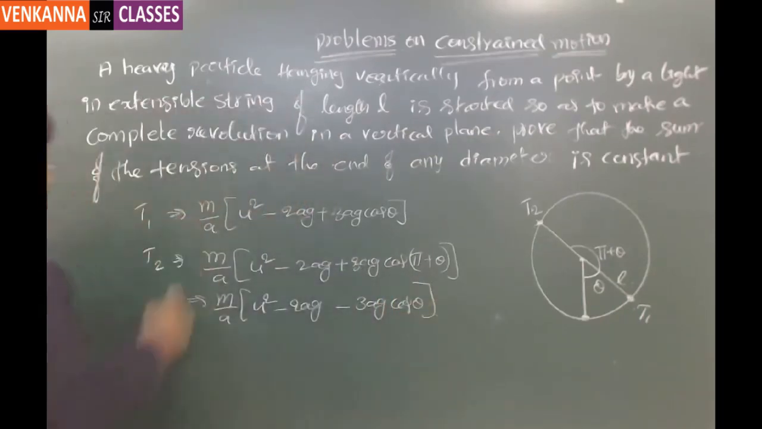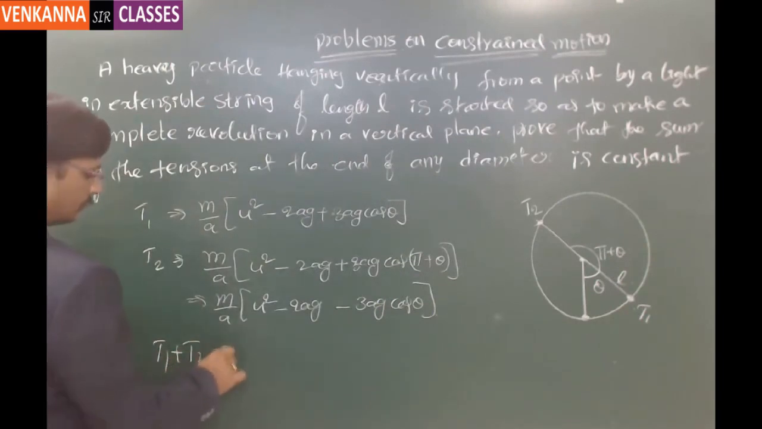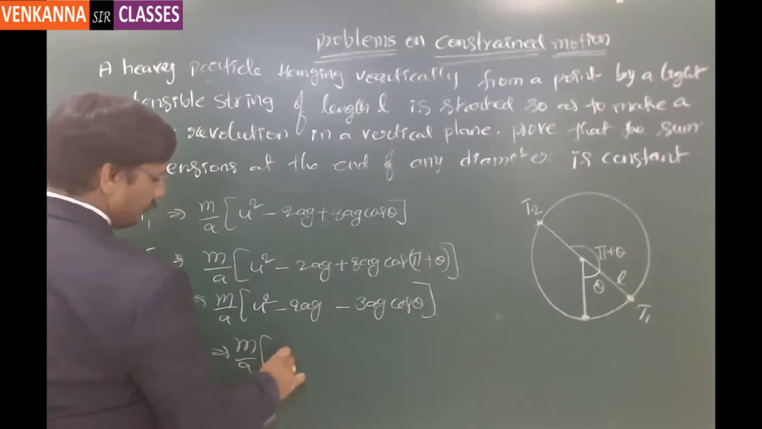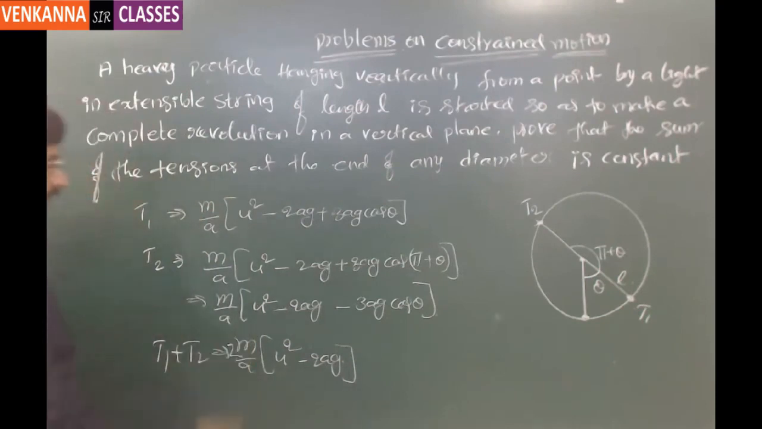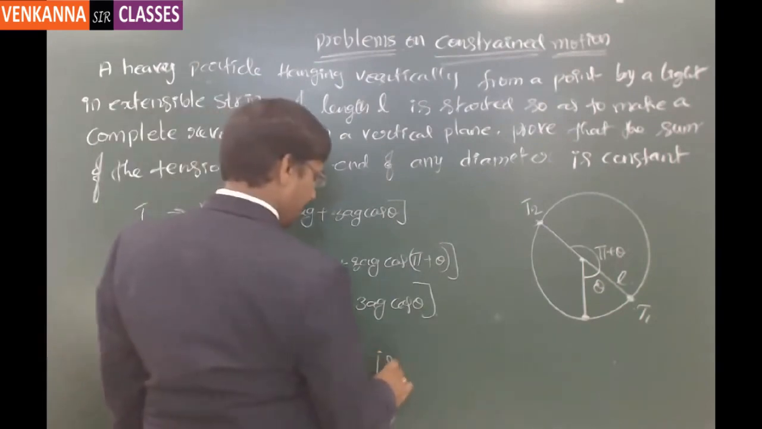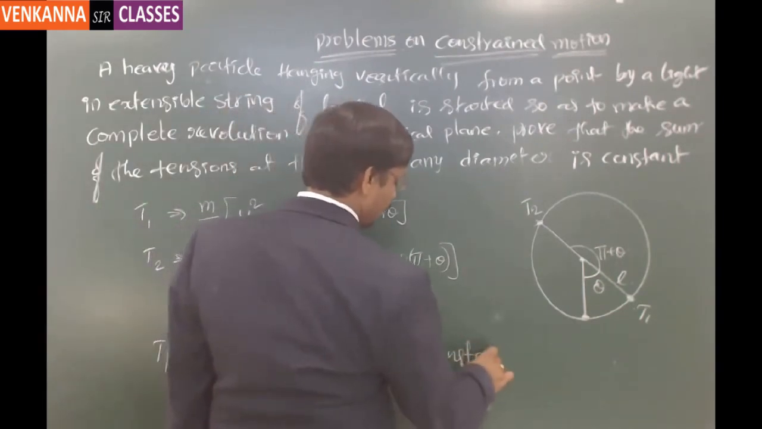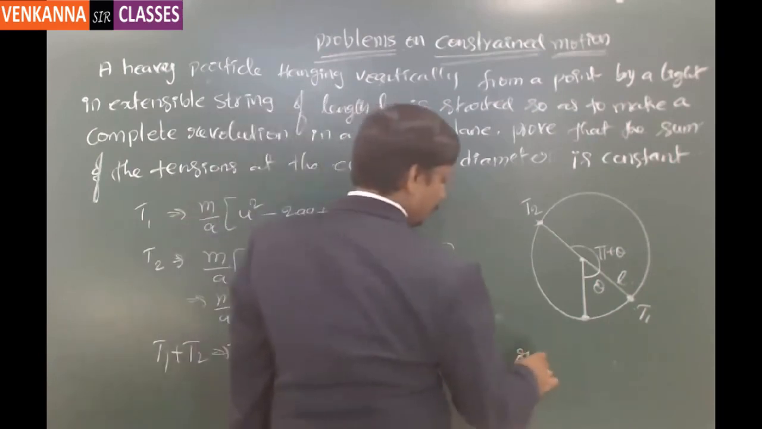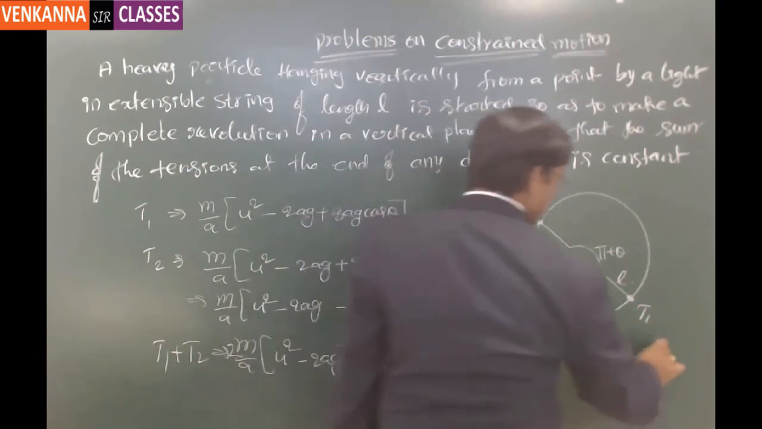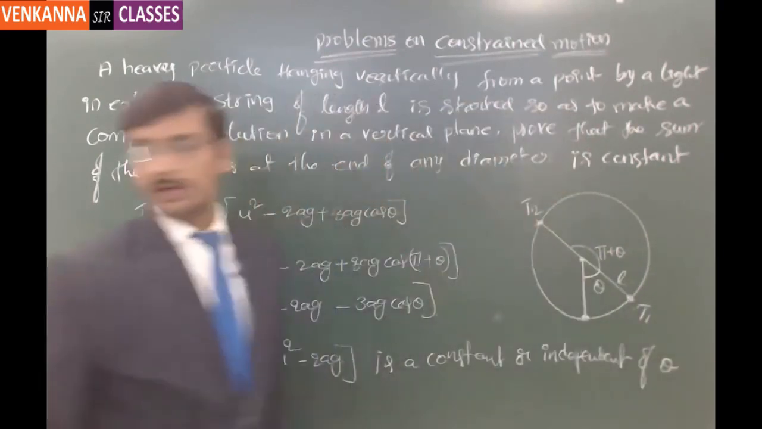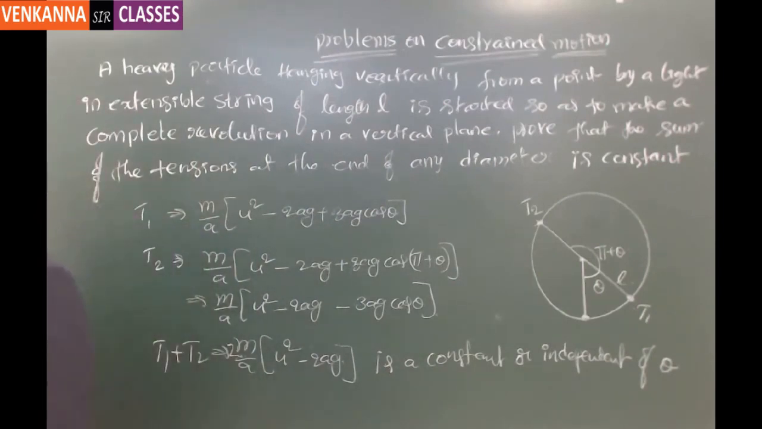Now if you add these two together, T1 plus T2 equals m by a times u square minus 2ag, so this is going to be 2 times that. Whatever is on the right side is a constant, because it is in no way dependent on the angle, it is independent of theta. Got it? Understood? Okay, so you can note this down.